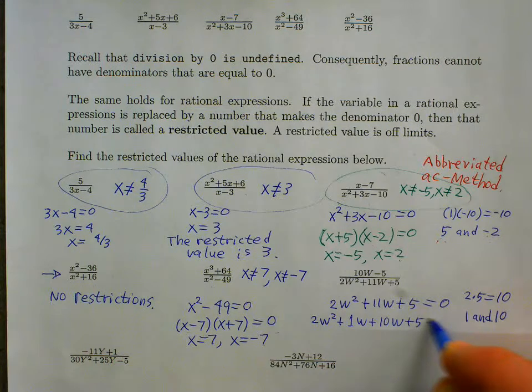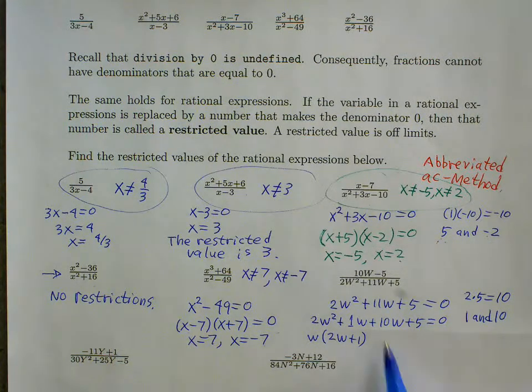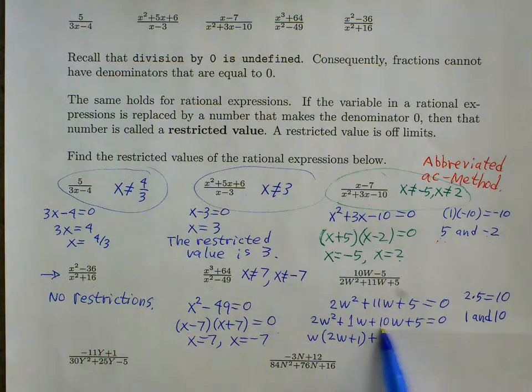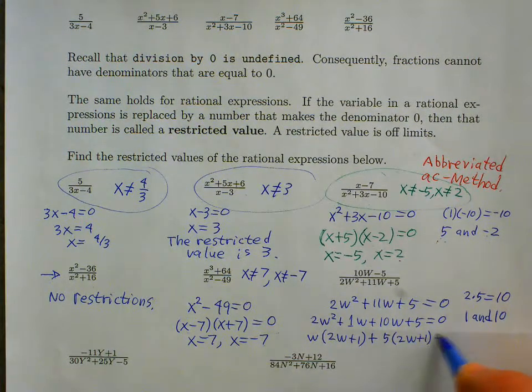And then we factor by grouping. Out of the first two terms, 2w to the second plus 1w, we can factor out w. And the binomial is 2w plus 1. Bring down the middle operator of addition. And out of the third and fourth terms, we can factor 5 out. And the binomial is 2w plus 1. And then the complete factorization, 2w plus 1 times w plus 5.